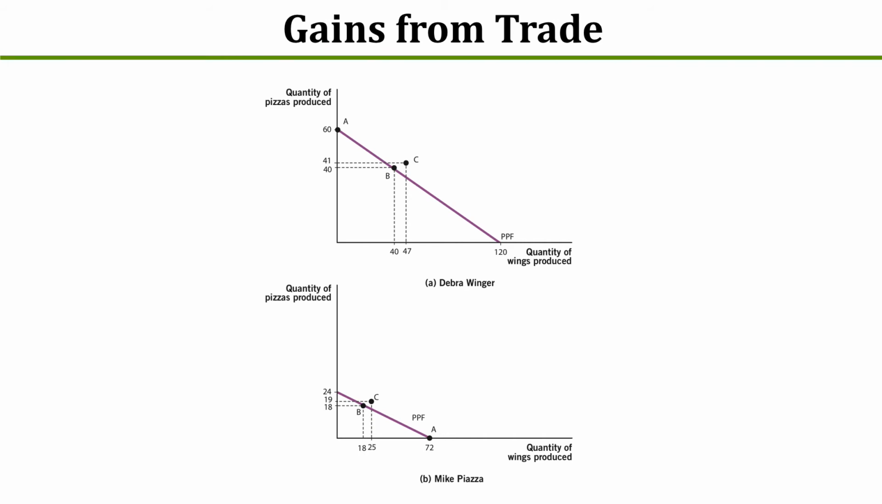So basically, with the specialization and trade, this unattainable point C in the two graphics becomes attainable. That's the important part, that's the gains from the trade. Trade makes countries or people wealthier than before.